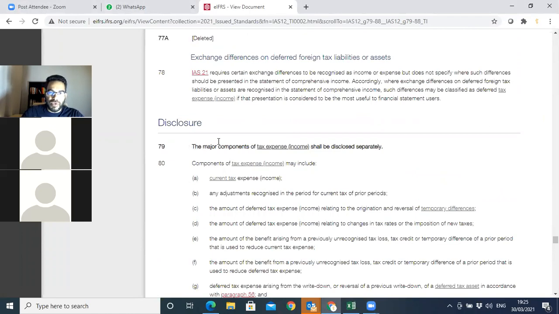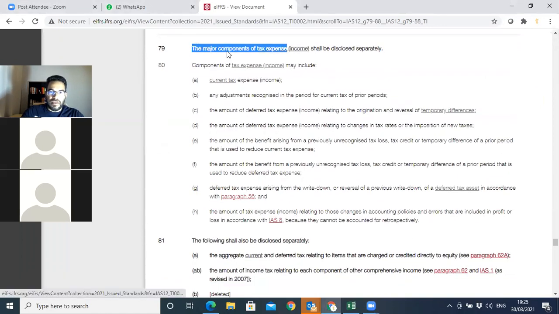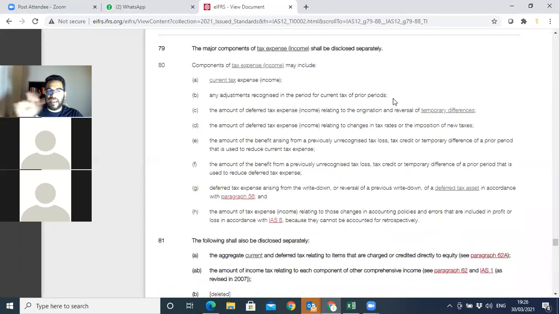So here, major components, happy. They say paragraph 79, paragraph 80. Paragraph 80 explains further what the components may include. So current tax, we have that. Any adjustments recognized in the period for current tax of prior periods. That's what I had as a line item: prior year under over provision.